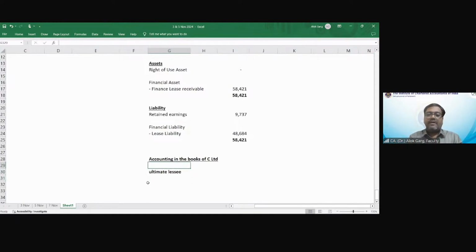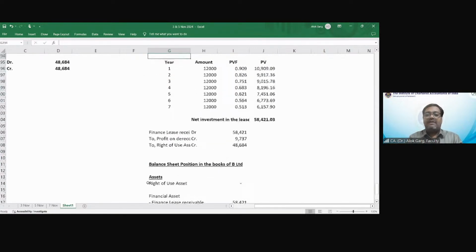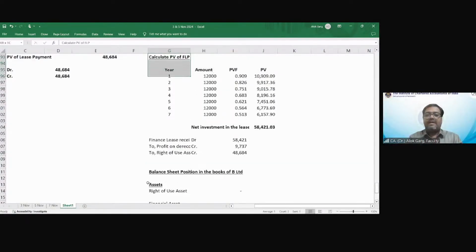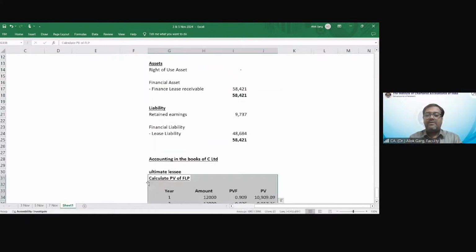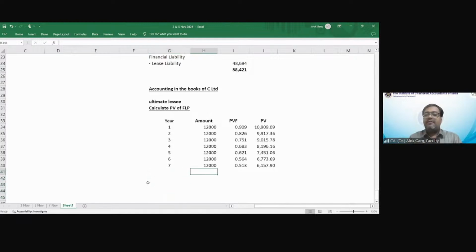Okay. So what accounting will C do? ROU to lease liability. Again, C will calculate the present value of the lease payment. What will C pay? How much does C have to pay? 12,000. C will pay 12,000. The rate of interest is 10%. So what is my present value of lease liability? 58,421.